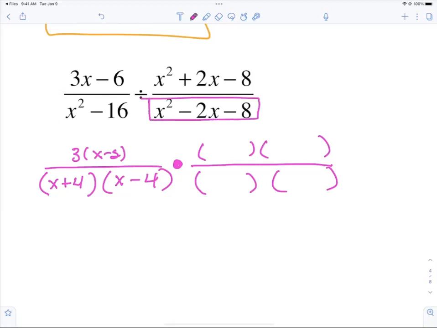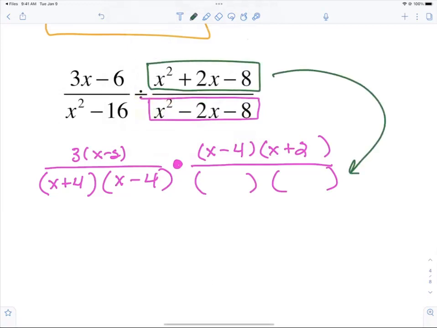This is my new numerator. I need two numbers that multiply to -8 and add to -2. So that's going to be -4 and +2. And then I'll color code this one. This is now my new denominator right here. I'll give it green grouping symbols. And I need two numbers that multiply to -8 and add to +2. So that's just going to be +4 and -2.